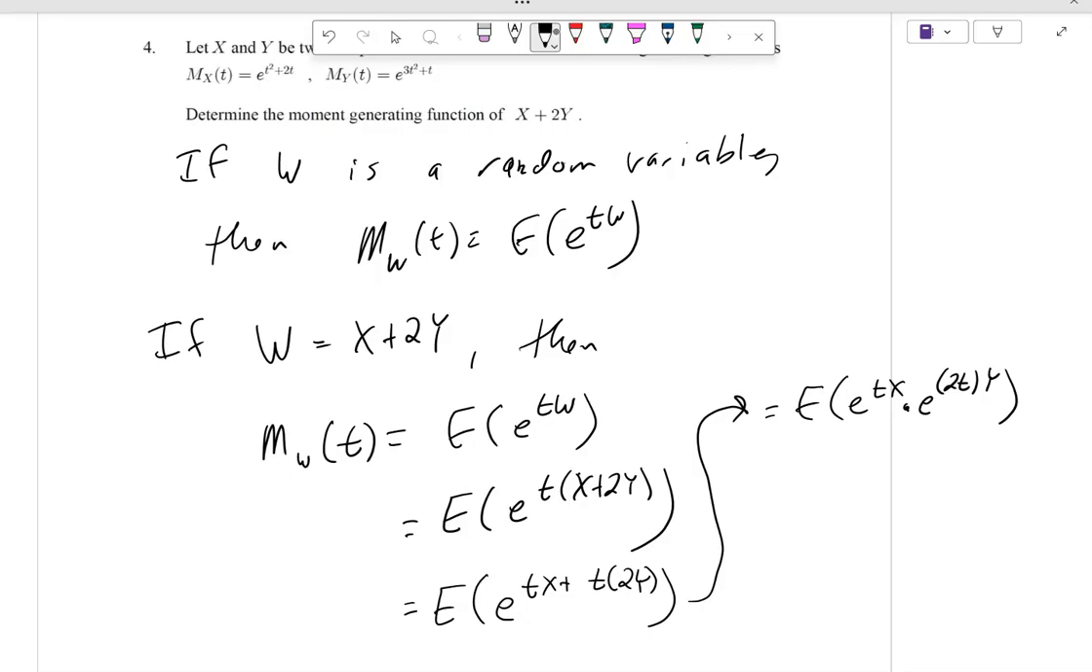What do we want to do next? Split the expected value. Now remember, that's because they are independent. You cannot do that in general. Okay? So from here to here is, I'll write it in red just to emphasize, that's where we're using independence. Okay? That you cannot do that in general. Okay?